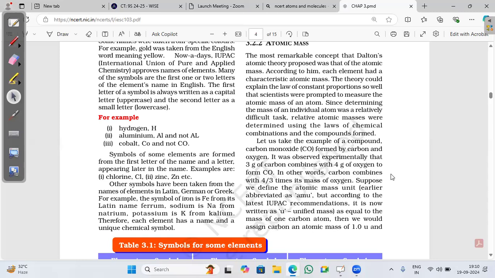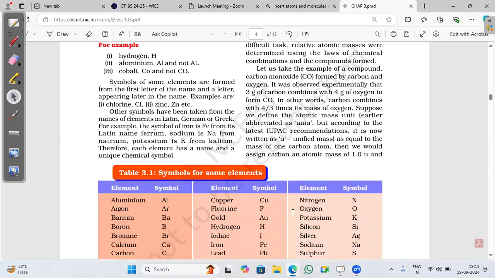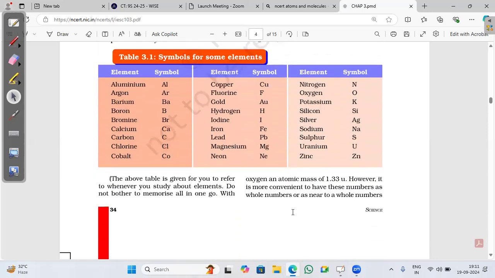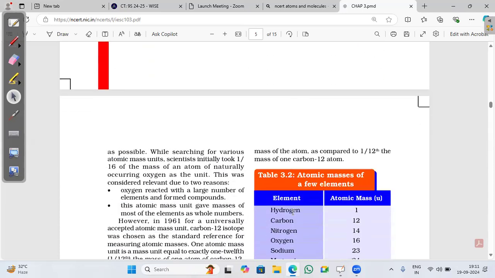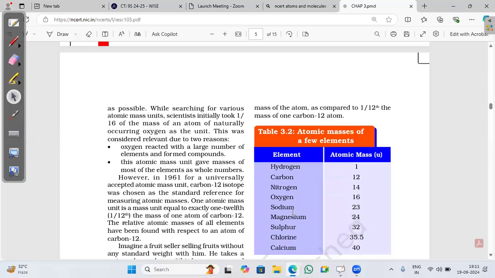The atomic mass unit was written earlier as AMU. Now, according to the recommendations, it is written as U, unified mass. So instead of writing atomic mass unit, we just write unified mass or U. It is defined as the mass of an element as compared with 1/12 of the carbon 12 element.